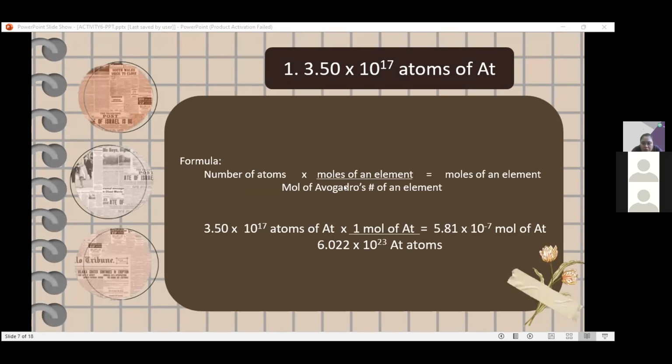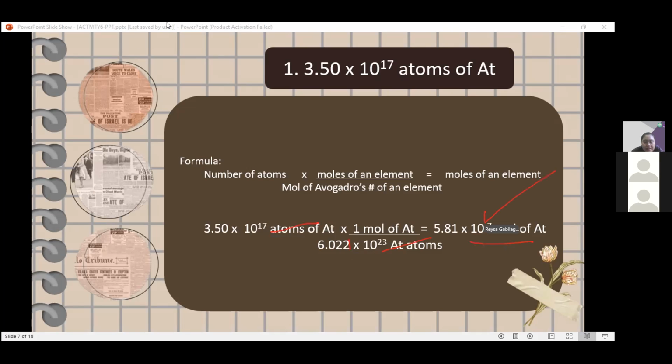Bakit 6.022 ang ginamit? Walang 1, hindi niyo sinama yung 1 na given doon sa introduction. Divided by 6.0221 times 10 raised to the power of 23. But anyway, it's okay. We will still get the same answer. Please do not forget to cancel the units. So this is 5.81 times 10 raised to the power of negative 7 moles of astatine.